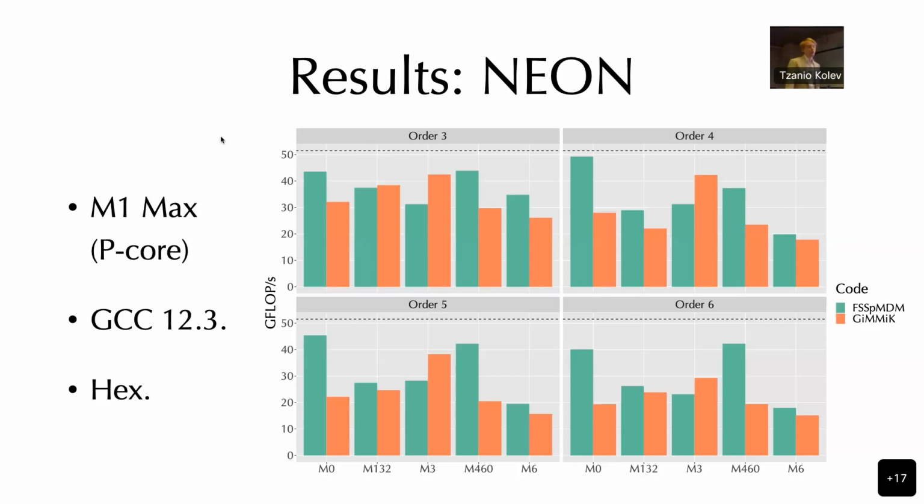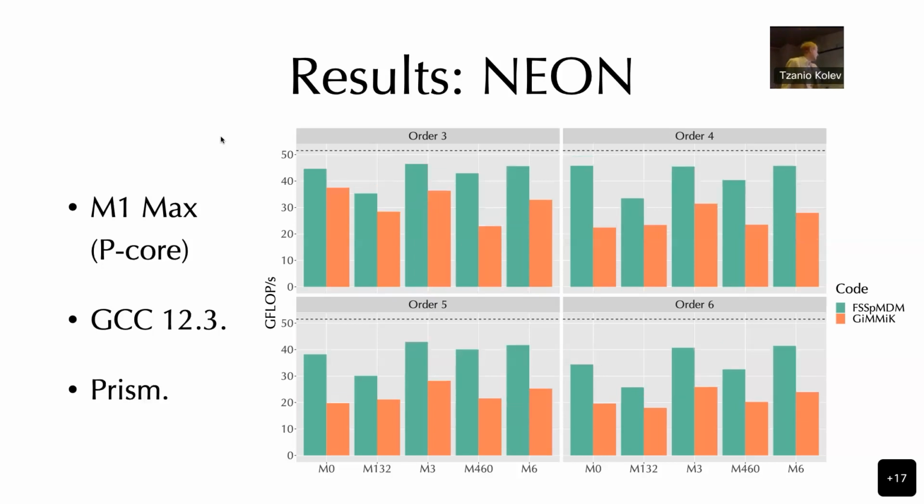So now let's move on to prisms, which are a bit more challenging because they're denser. And you can see here that our lead, sorry, it's a typo. That should say Intel. These are Intel results. But you can see here, yeah, this is Prism M1 Max. You can see here that we are delivering substantially better results than GiMMiK, often by a factor of 2 for these Prism operators at orders 3, 4, 5, 6. Again, a big improvement, and this is on the M1 Max. Let me check.